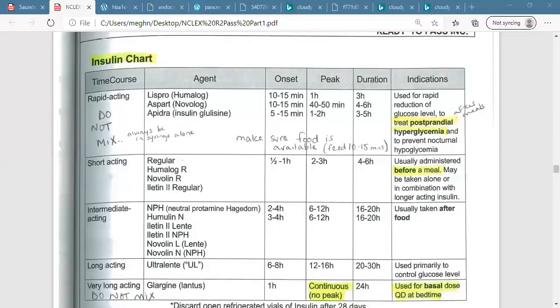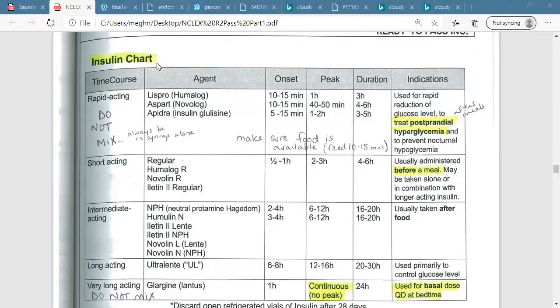So here is the insulin chart. We use insulin for type 1 diabetes mellitus, and type 2 is treated by oral hypoglycemic agents like metformin. But type 2 also needs insulin when oral hypoglycemic agents are not enough to control hyperglycemia. And insulin has several types.